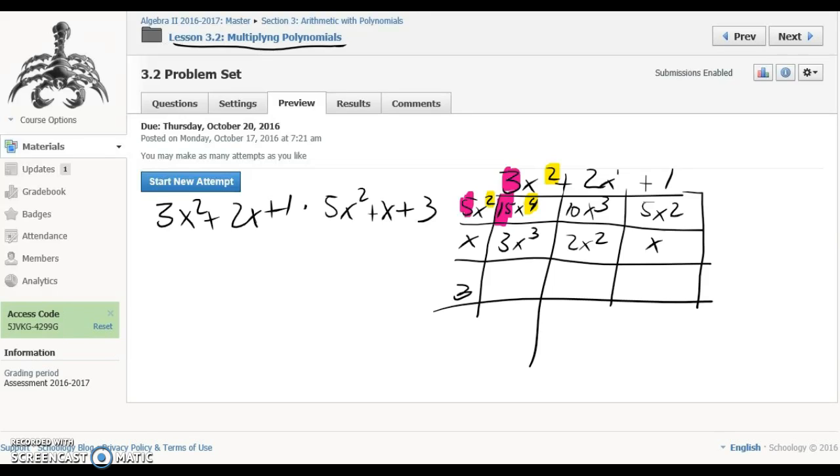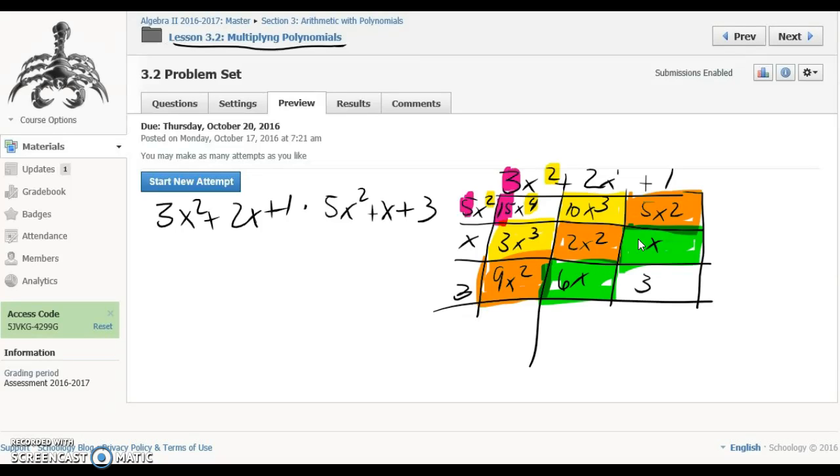Down to the last line. 3 times 3x squared is 9x squared. 3 times 2x is 6x. 3 times 1 is 3. Then I can go ahead and I can begin to identify each of these diagonals. So this particular diagonal here in yellow is my x cubed diagonal. These are all the x cubed terms. Then in orange, I have my x squared terms. In green, I have my x terms.